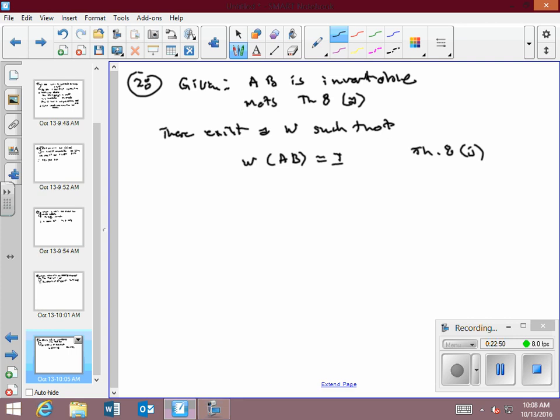You're treating AB as if it's a single matrix. So you could just substitute: I'm going to think of AB as matrix C. Then theorem 8A says C is invertible, so there's got to be this W that when I multiply it times C, which is actually AB, gives me I. That makes sense?